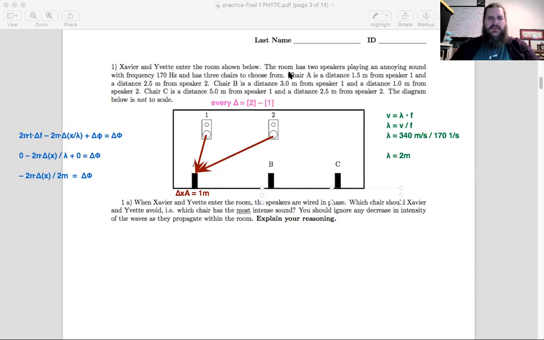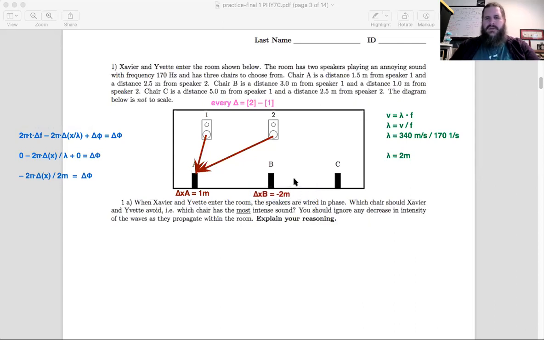If it's 3 meters away from speaker 1 and 1 meter away from speaker 2, 2 minus 1 would be 1 meter minus 3 meters. So what would that be? Yeah, negative 2 meters.